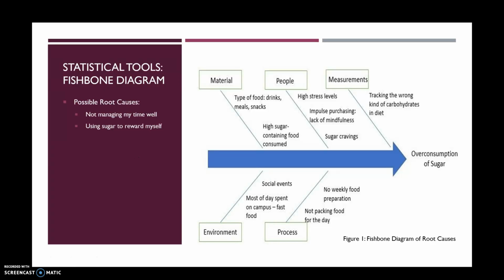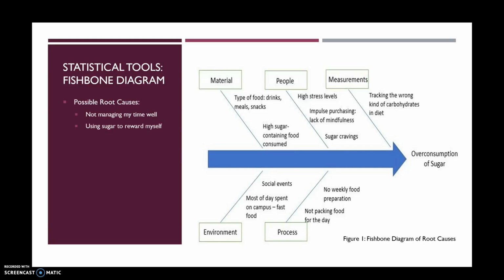So I knew that I had some irregularities with the sugar intake, and it was very much more than I would like to eat. So I wanted to get down to the causes of why I was consuming more sugar than I'd like to. So I first decided to use a fishbone diagram so I could break down the possible causes for my overconsumption of sugar. I decided that the people and the process components were the most important part of the root causes.